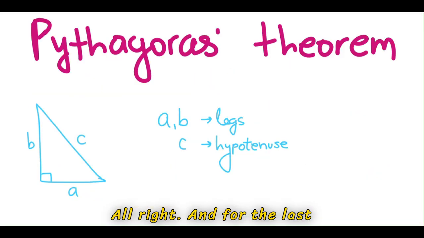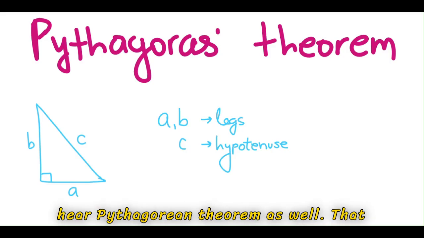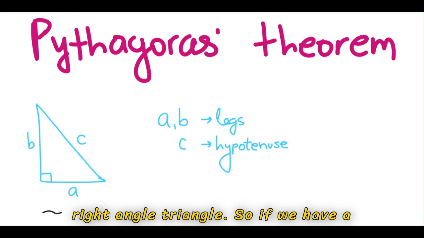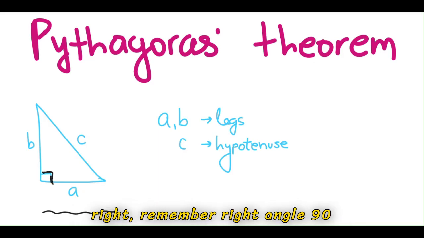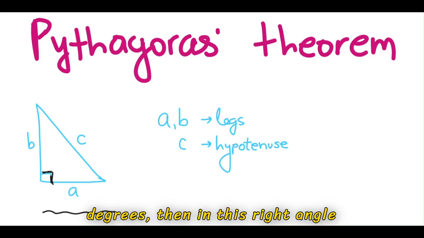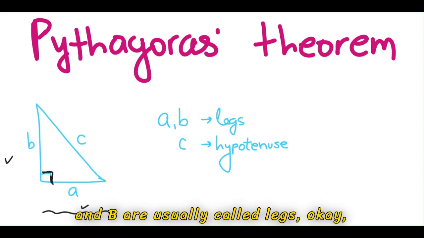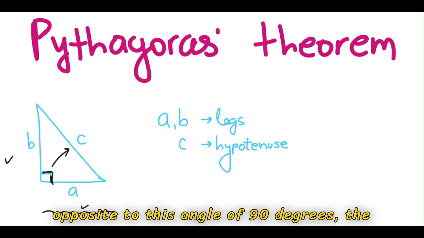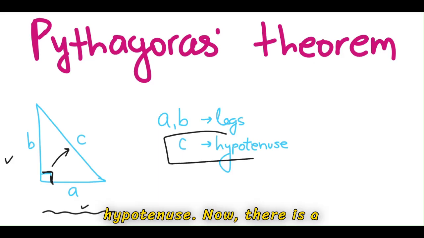All right. And for the last part, we have Pythagoras. So you can hear Pythagorean Theorem as well. That theorem is used if we have a right angle triangle. So if we have a triangle that has one angle that is right, remember, right angle, 90 degrees. Then in this right angle triangle, sides A and B are usually called legs, okay, shorter sides, and side that is opposite to this angle of 90 degrees, the longest side, is always called hypotenuse.